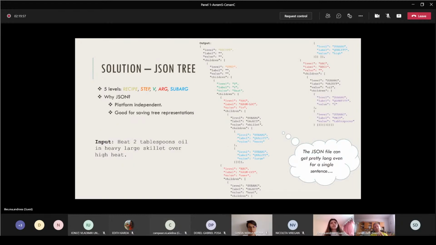Okay, so the result is a JSON tree. I chose JSON because it's pretty independent and it's good for saving. The levels are recipe, step, the verb, and the verb with arguments and subarguments. The level of detail goes down even to units, quantities, and qualities.